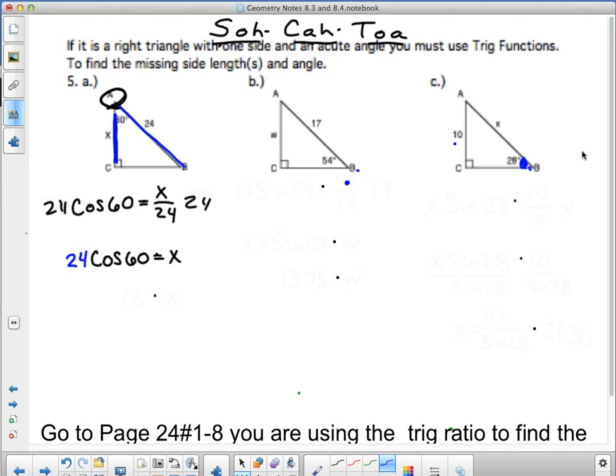We're doing all right, and we already know the answer was 12, by the way, from the 30, 60, 90 triangle stuff that we did on Friday. Half of 24 is 12. We should have picked up on that, right?